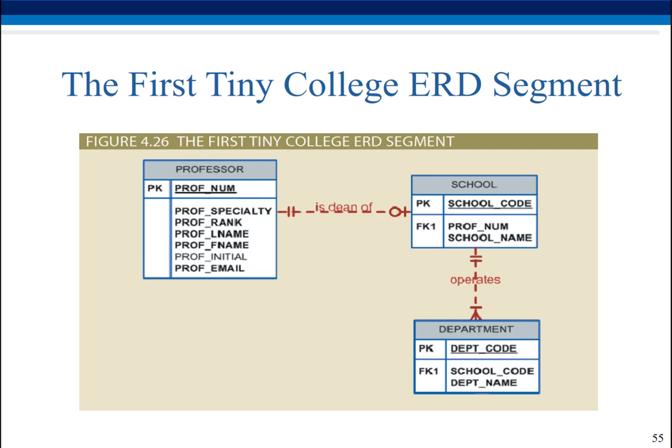Then each school has several departments in here. So you can have as many departments as you want. It could be School of Technology, School of Education, School of Business, and so on and so forth. And so we're going to have a department code. And of course, we have a school code.